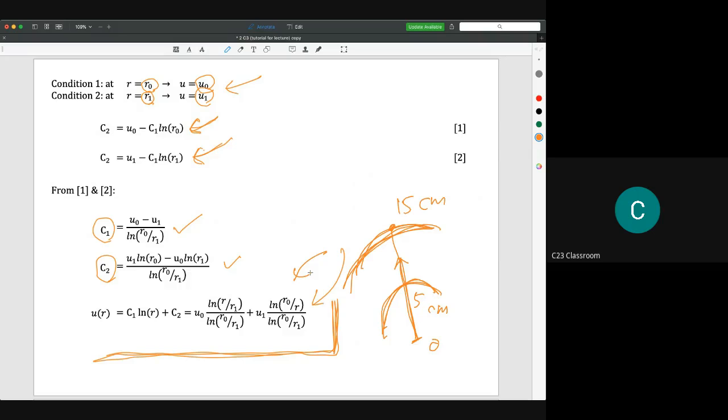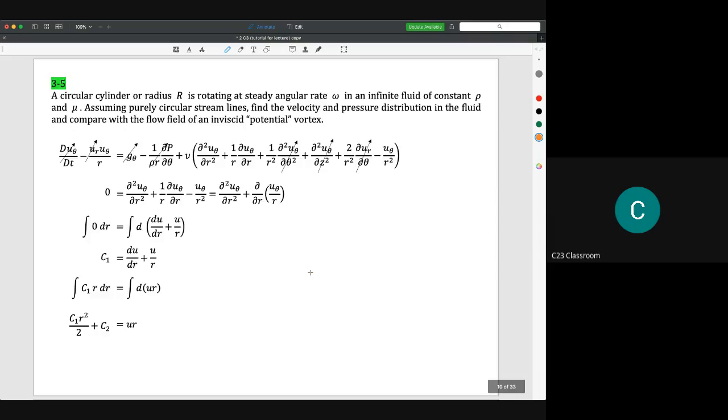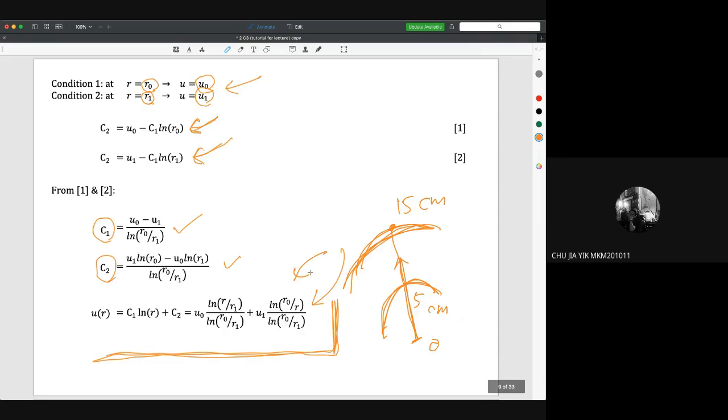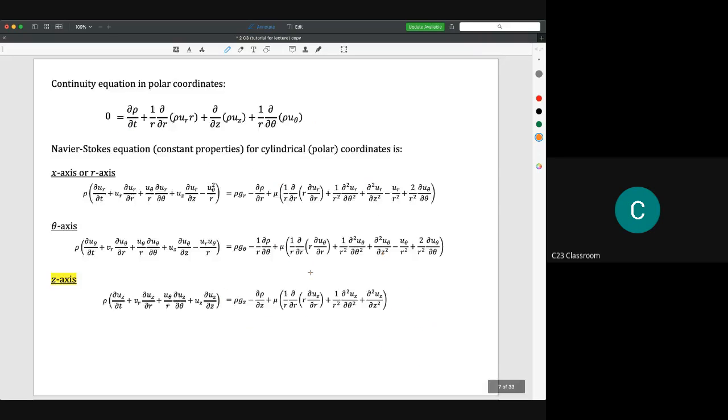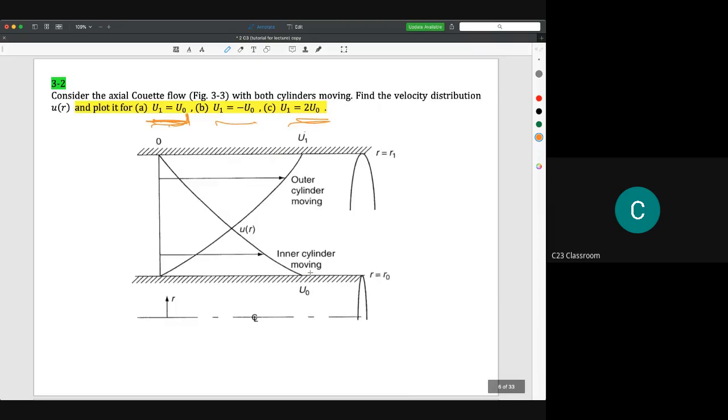So that's why I'm not doing the graph plotting. Doctor, can you explain again why we pick the z-axis to work on instead of the r and theta axis? Okay, we go back to this one. First you need to imagine how this thing works.